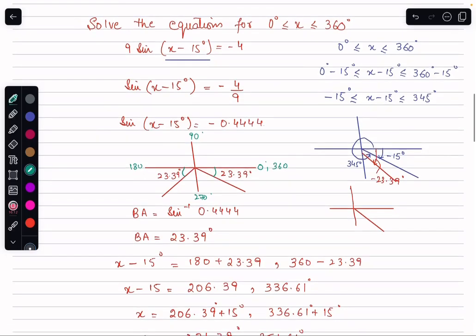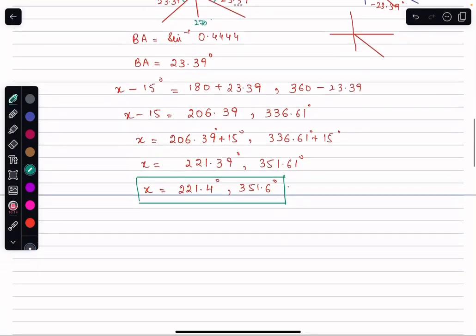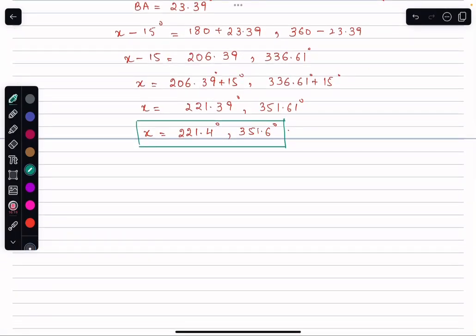Here we have followed 4 steps. Step number one was adjust the domain.